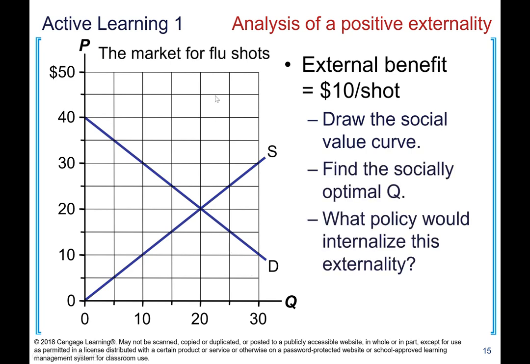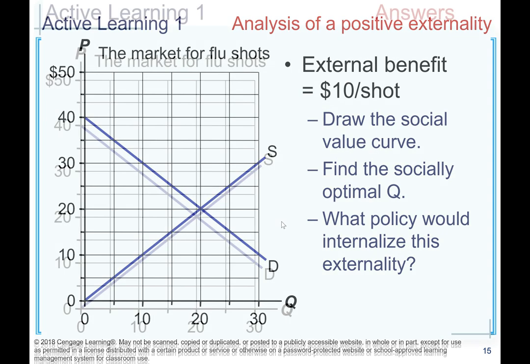Active learning 1, analysis of positive externality. Here is a market for flu shots. If there is an external benefit estimated at $10, which is a flu shot, draw the social value curve, find the social optimal output. What policy would internalize this externality?